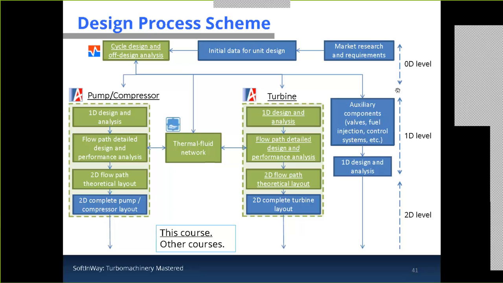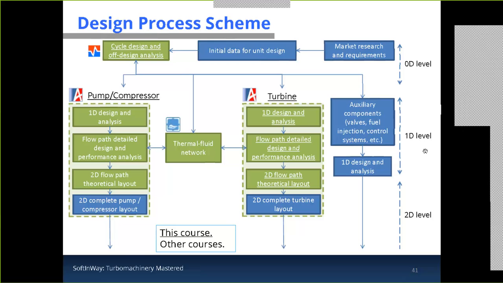So here, if we look at the 0D level, we're going to be starting with some market research, and come up with some different requirements. This is going to help us establish the initial data that's going to be used for the unit design, after which we can create the cycle and perform the design and off-design analysis of it. This is going to allow us to determine the boundary conditions for the pump or compressor, the turbine, and all the different auxiliary components, some of which are mentioned here.